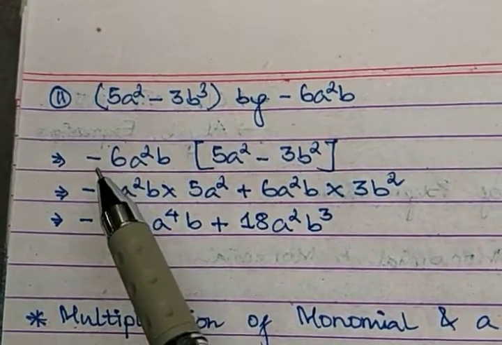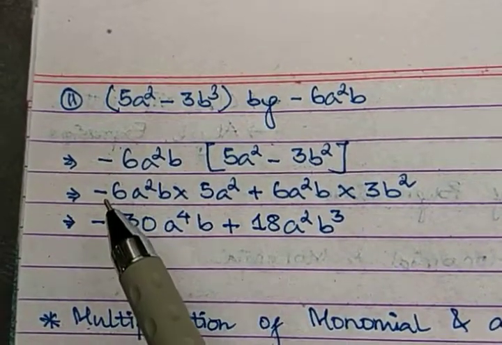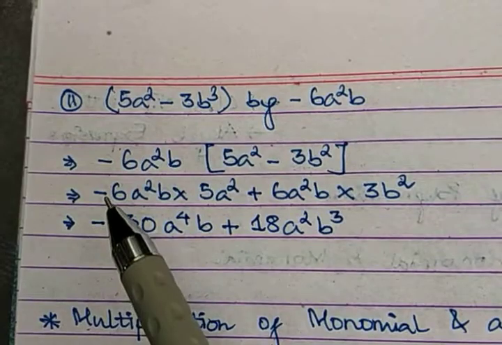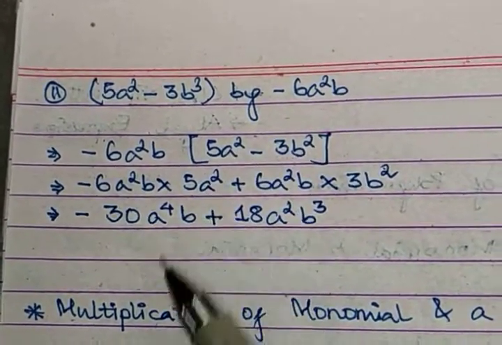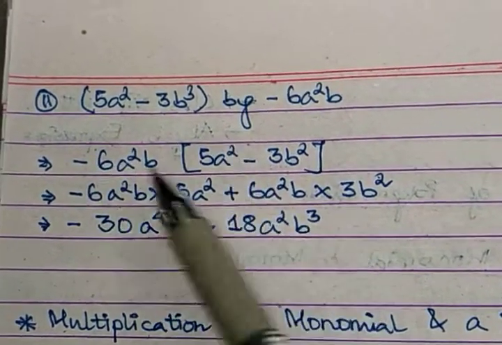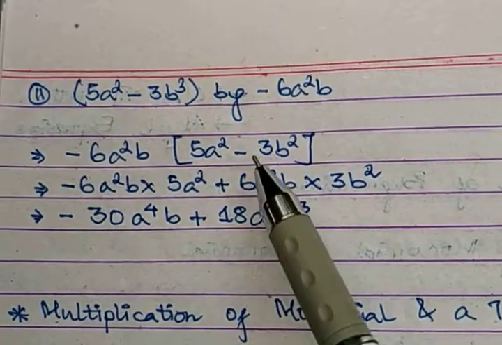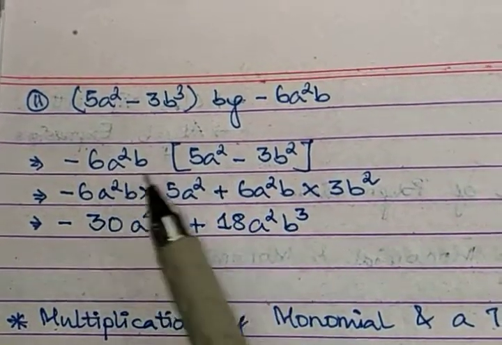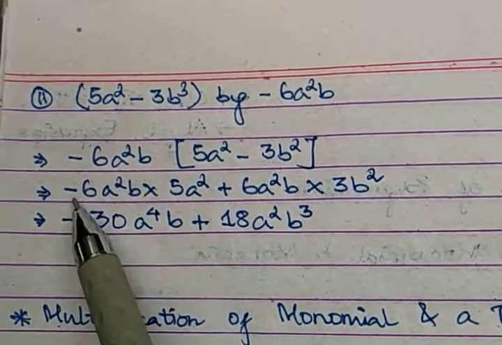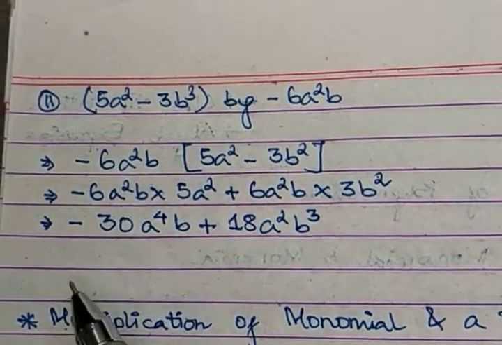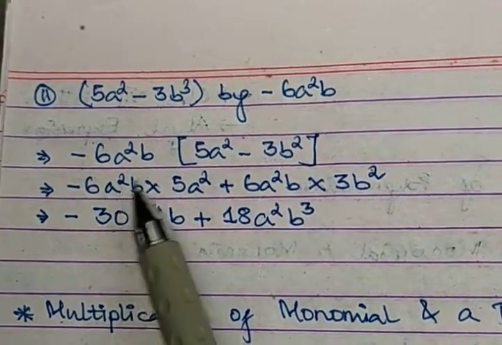See, minus into plus, it's minus, isn't it? What did I say? The sign has to multiply first, isn't it? So 6a squared b, 6a squared b, into 5a squared. And similarly, this term has to multiply the second term of the binomial as well. So minus into minus, signs first, minus into minus, it's plus. So I have placed 6a squared, then into 3b squared. Now what do I see here? Minus into plus, again it's minus. So I have written minus. 6 times 5 is 30. What do I see here is a squared and a squared.